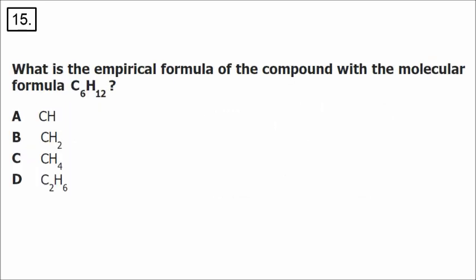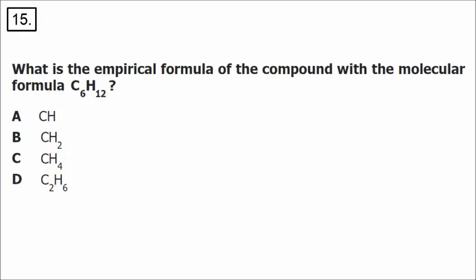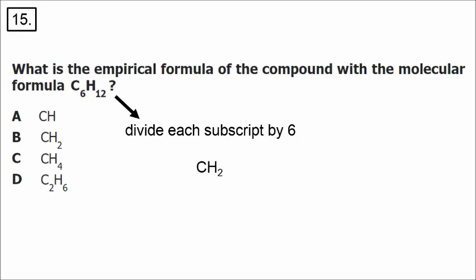In number 15, we have to come up with the empirical formula. The molecular formula is C6H12. Now the empirical formula is the smallest possible whole number ratios. For example, hydrogen peroxide is H2O2. The empirical formula is HO. Ethylene is C2H4. The empirical formula is CH2. So if I have C6H12 and I divide each subscript by 6, my empirical formula is CH2. Correct answer is B.